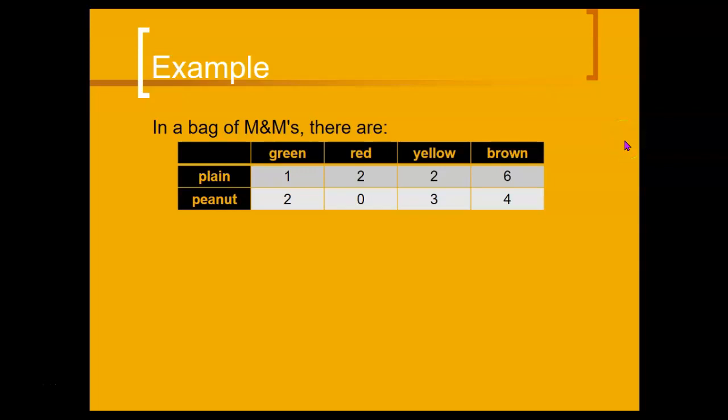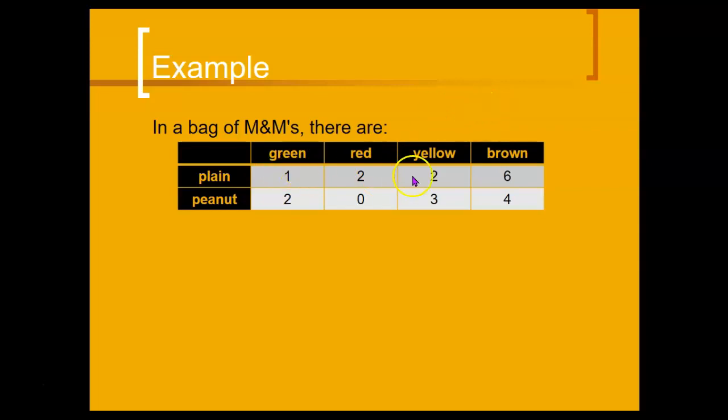Okay, welcome back. We're going to look at some more examples involving conditional probability. Here we have a bag of M&Ms. This is a different bag than we were looking at earlier because it's got some plain and some peanut M&Ms of different colors, green, red, yellow, and brown. So for example, there's one green plain M&M, two green peanut M&Ms, two red plain M&Ms.